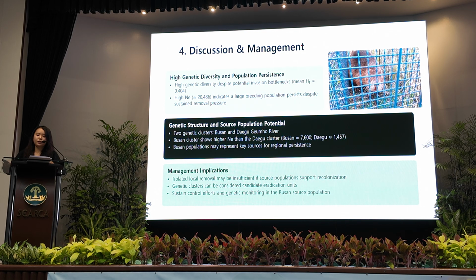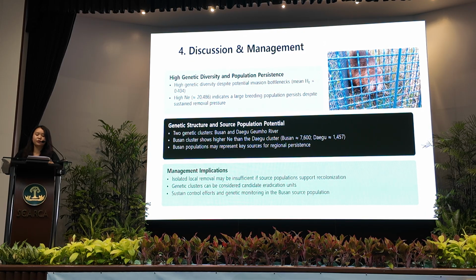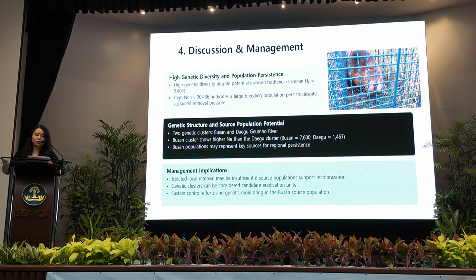Second, Korean nutria has been genetically diverse, forming two genetic clusters, Busan and Daegu. Busan, with much larger effective population size, is likely a key source for regional persistence. Finally, for management, isolated local removal may not be enough if source populations continue to support recolonization. So I suggest treating these two genetic clusters as candidate eradication units.